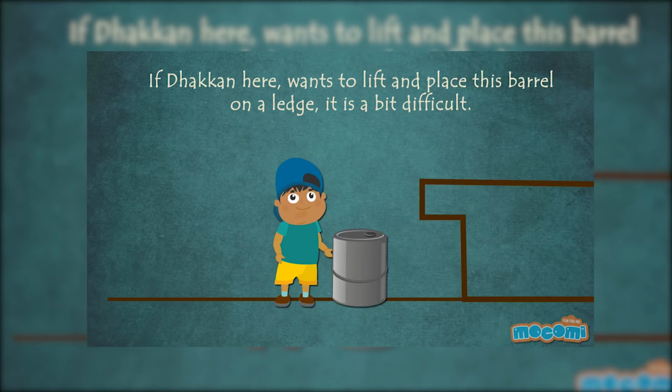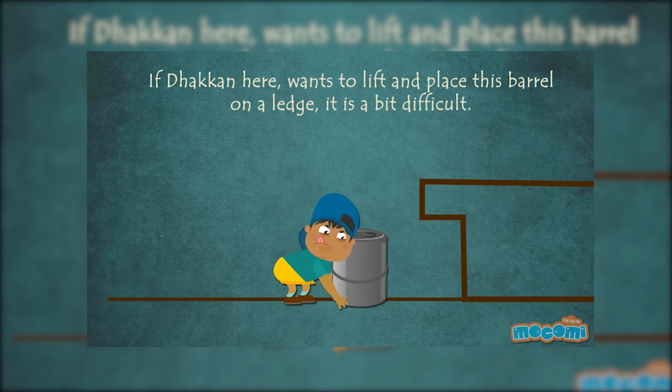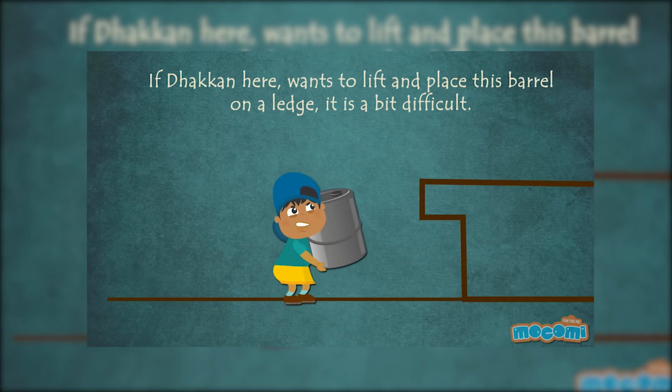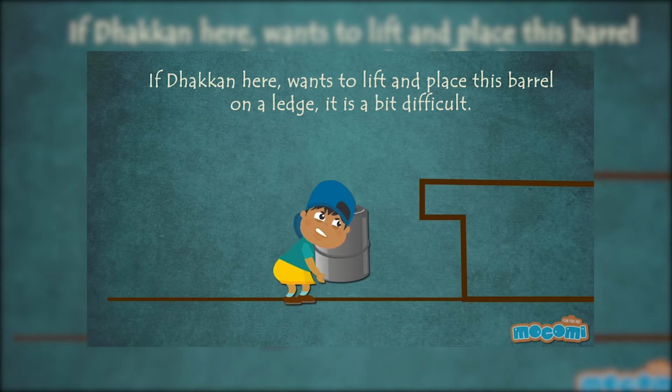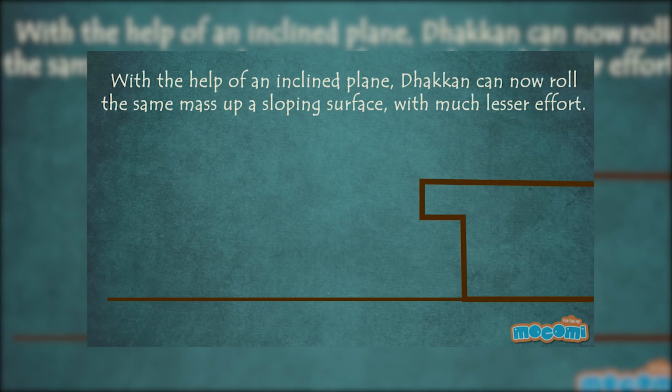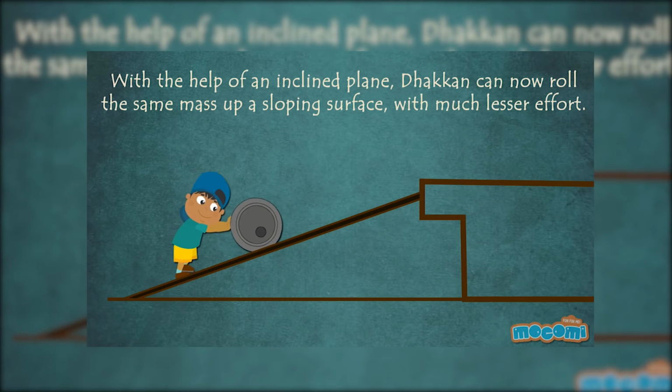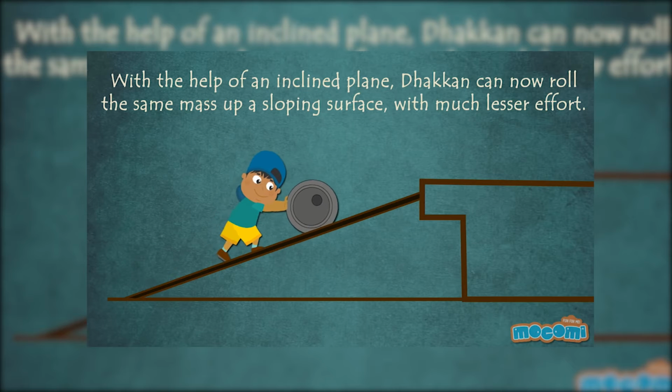If Dakin here wants to lift and place this barrel on an edge, it is a bit difficult. With the help of an inclined plane, Dakin can now roll the same mass up a sloping surface, with much lesser effort.